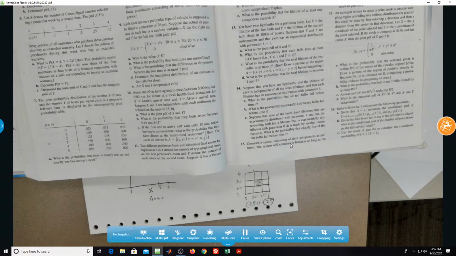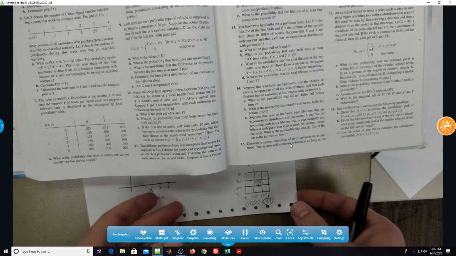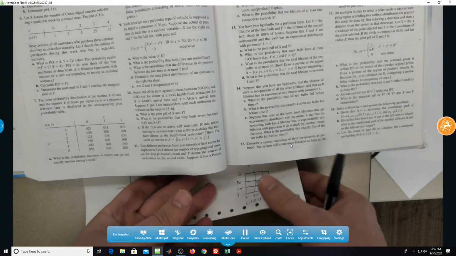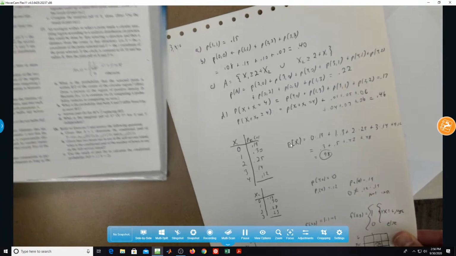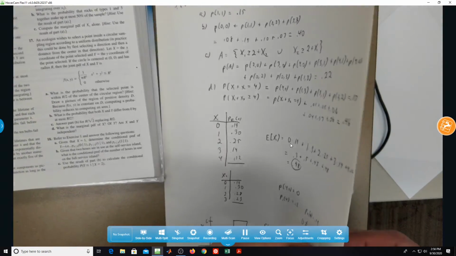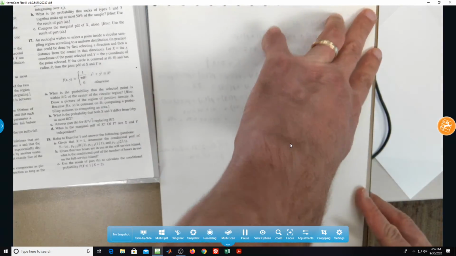If the first one to arrive will wait only 10 minutes before leaving to eat somewhere else, what is the probability that they have dinner at the health food restaurant? Okay, so they'll leave the health food restaurant if they have to wait for more than 10 minutes. Well, 10 minutes is 1/6 of an hour. So let's think about that.